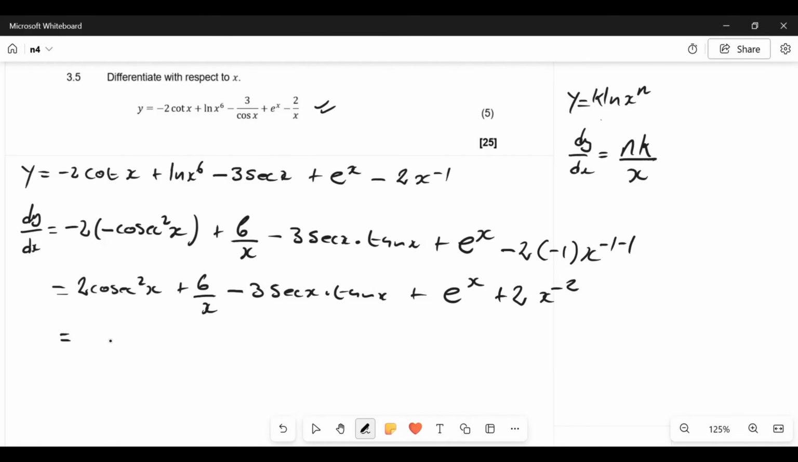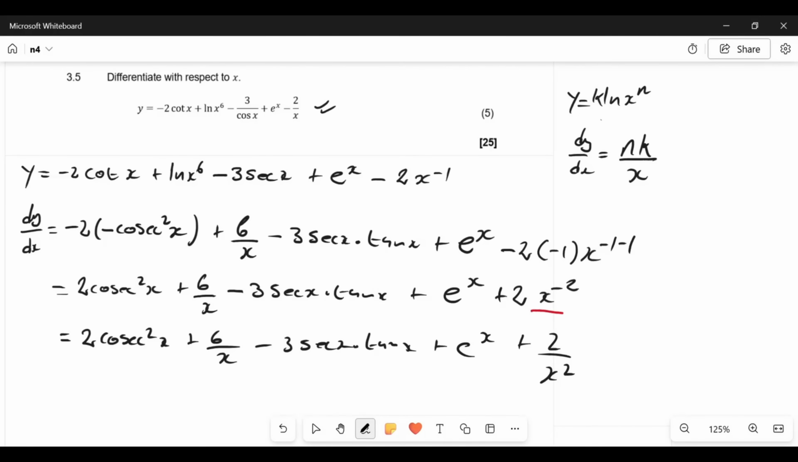But you can always leave your answer like this. We have 2 cosec squared x plus 6 divided by x minus 3 sec x multiplied by tan x plus e to the power of x plus 2 divided by x to the power of 2. Usually, we do not accept it when you have the x with the negative exponent there. Rather, leave it like this to be safe, guys.